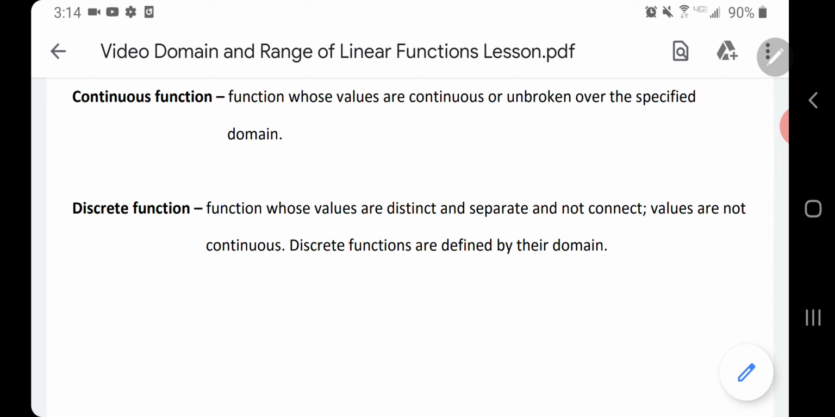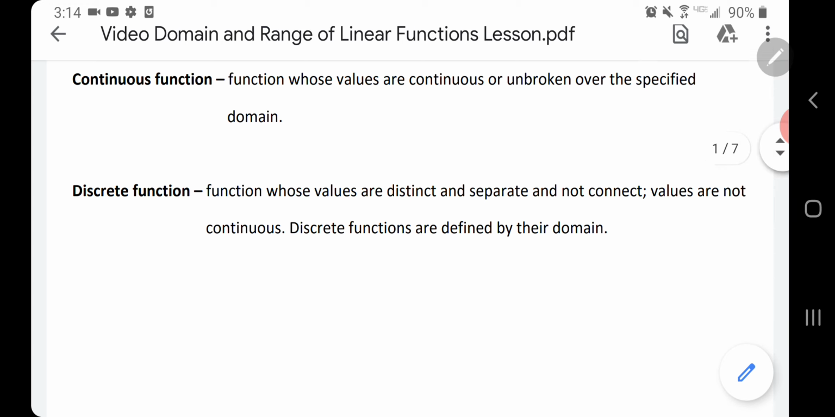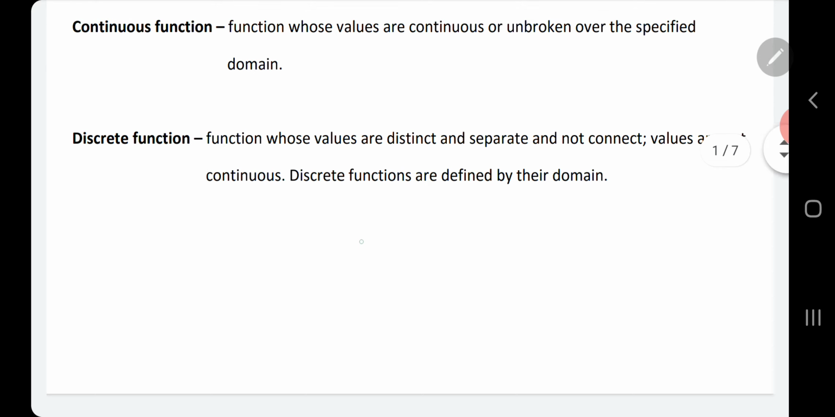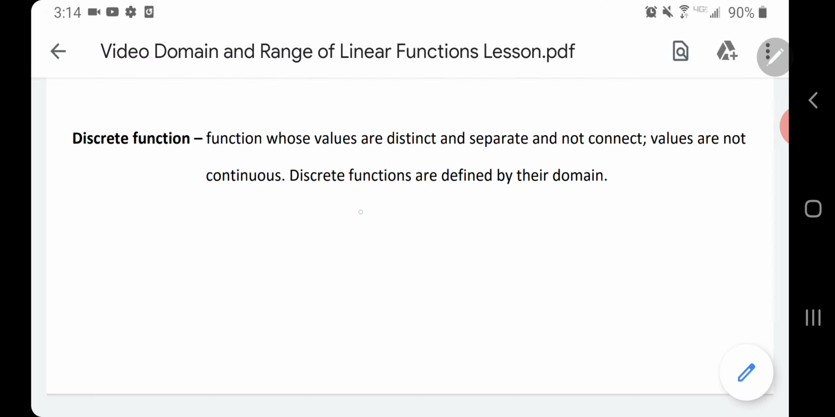All right, discrete: a function whose values are distinct and separate and not connected. Values are not continuous. Discrete functions are defined by their domain. So that's just like if you're plotting some points. If I plot a point in one spot, then have to pick up my pencil or pen and plot it in another spot, and then pick it up again and plot another spot, that is a discrete function. Notice how it's not continuous.